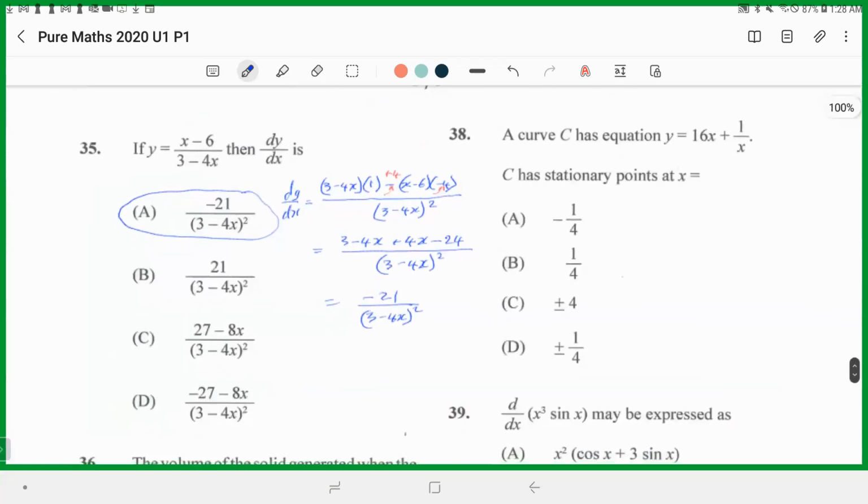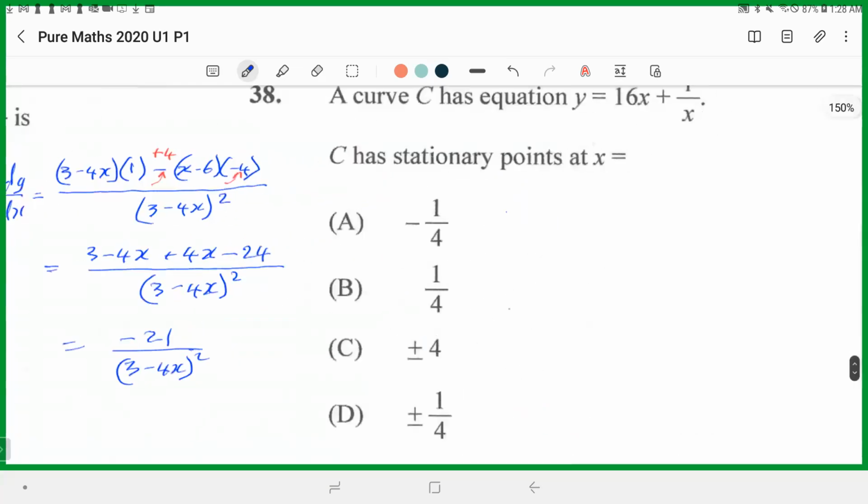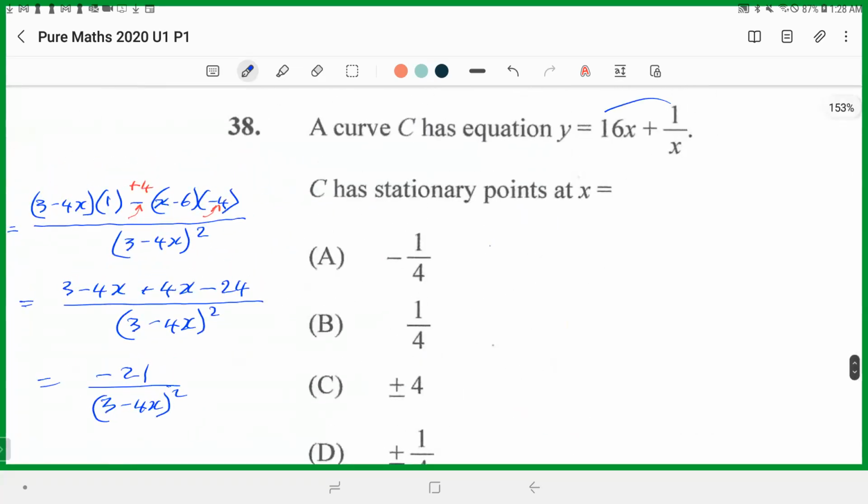It says curve C has this equation. Stationary point: we have to differentiate and put dy by dx equals 0. So let's zoom in on it now. When we differentiate, this is the same as 16x plus x to the minus 1. So dy by dx is 16, and you're going to get minus x to the negative 2, so that is equal to 16 minus 1 over x squared.